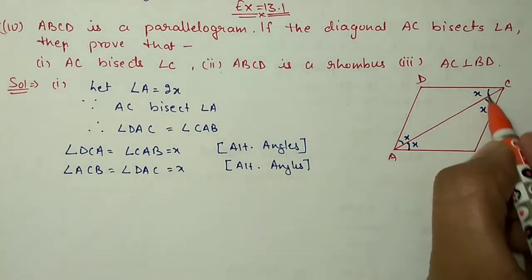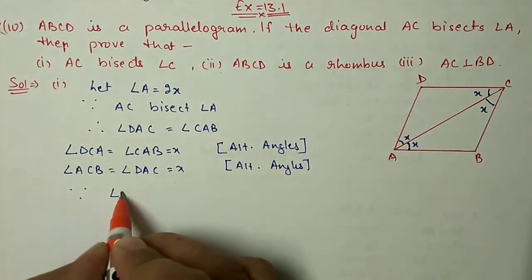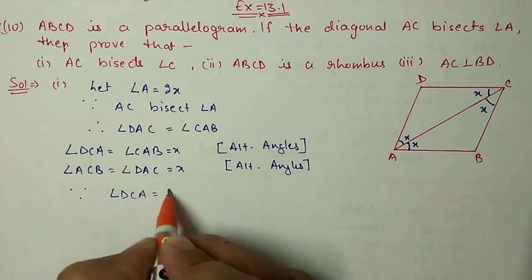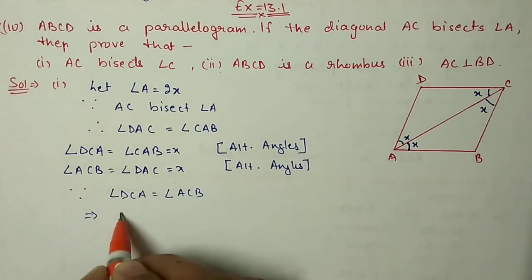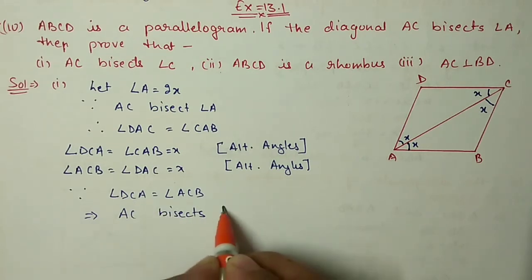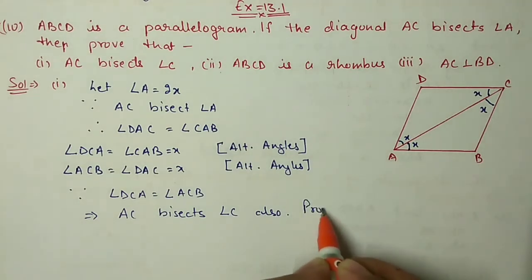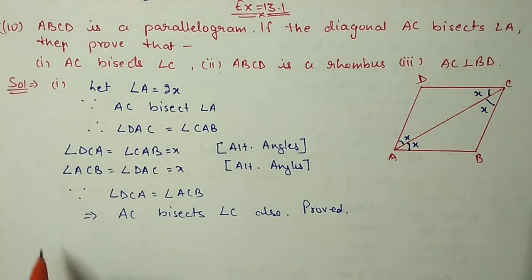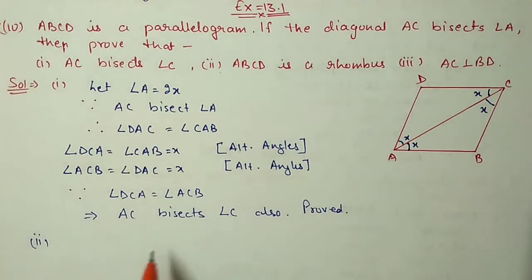Now, you can see this angle and this angle are equal because angle DCA is equal to angle ACB. It means AC bisects angle C also. So we have proved the first part. Now we'll go for the second part. We have to show that ABCD is a rhombus.